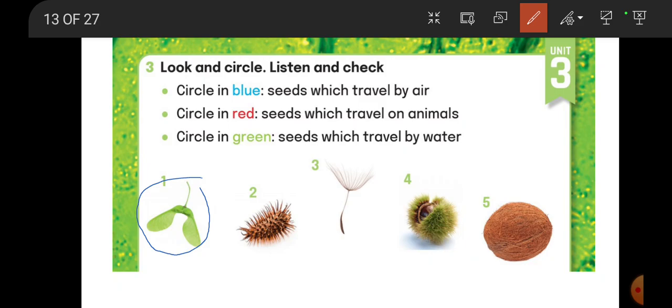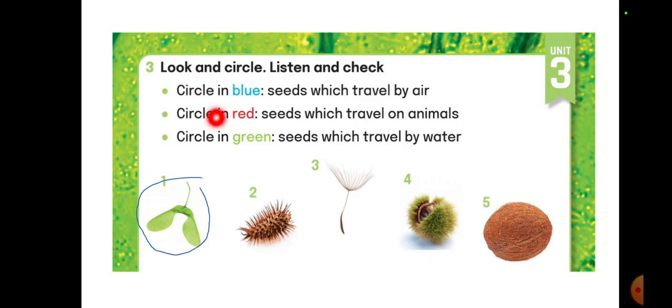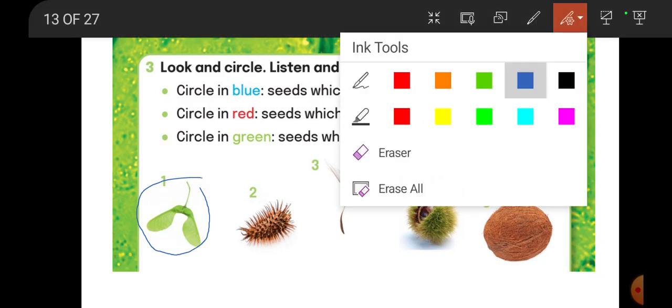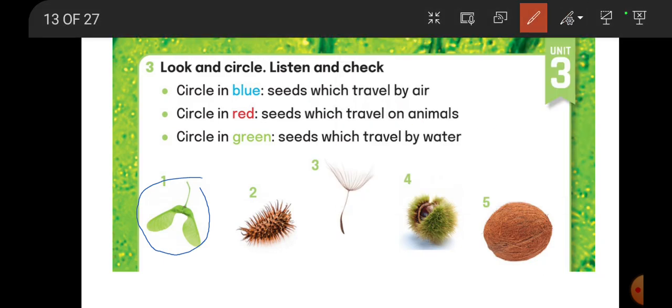And then circle in red seeds which travel on animals. Let's find the color red and let's find the seeds that can travel on animals. Of course, it's number 2 and number 4.